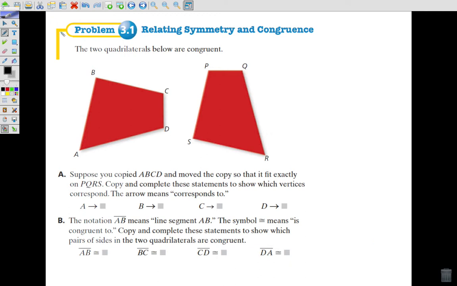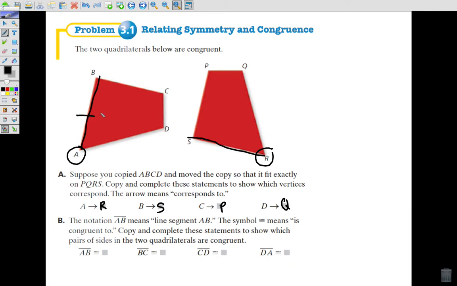So my answers. Suppose you copied A, B. Here's my first one. This one is congruent. So A corresponds to R. So this should be a little R. B is going to go with S. C is going to go with P. D is going to go with Q. So now, what about the sides? AB is going to go to RS.